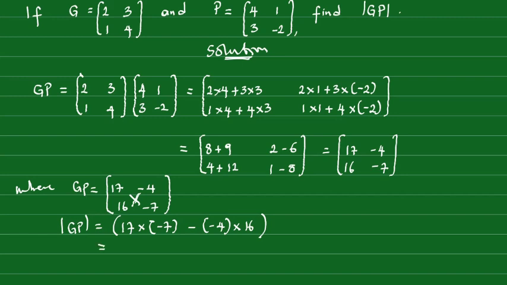This will equal 17 times minus 7 will give us minus 119. Next we have minus times minus 4 will give us plus 4. Now plus 4 times 16, we end up having plus 64. Equal to minus 119 plus 64 ends up giving us minus 55. Therefore, the determinant of the matrix GP is minus 55, which is our final answer. Thank you.